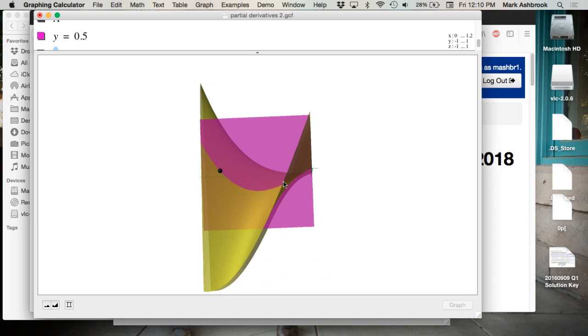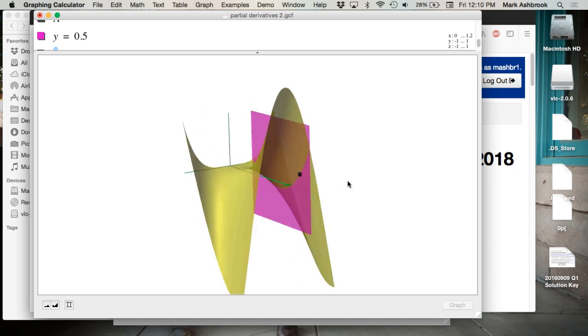So along y equals 0.5 on the surface, if you changed x a little bit, what's z going to do? Increase or decrease? Increase, right? For a little change in x, you're going to get an increase in z, meaning the partial with respect to x would be positive. Do you see it? All right?